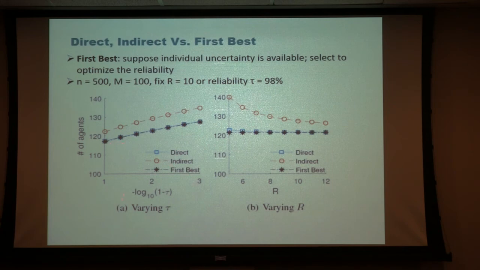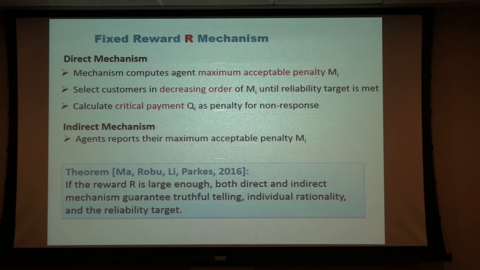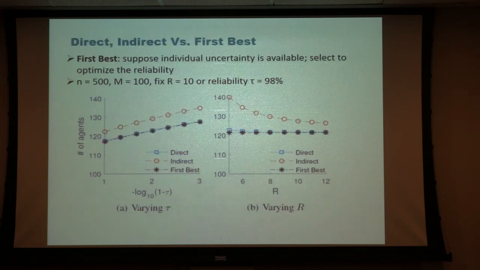If we look at this, this is the direct mechanism and this is the best one, which is unrealistic. This is reliability, so an increasing number means increasing reliability, and this is how many agents are selected. This is from different simulation studies. What I want to say is our mechanism almost achieves the first best, which is unrealistic. But our mechanism, as I described, can be implemented and almost achieves what can be achieved.